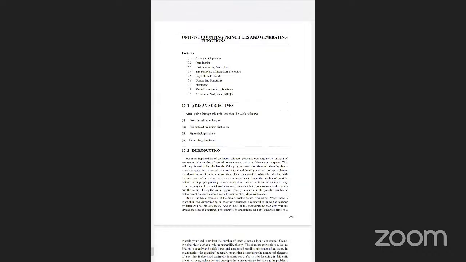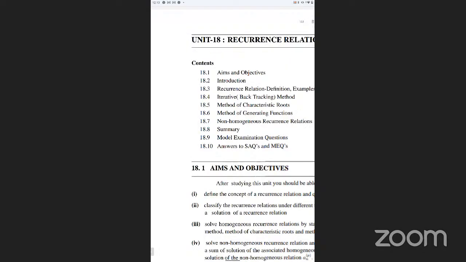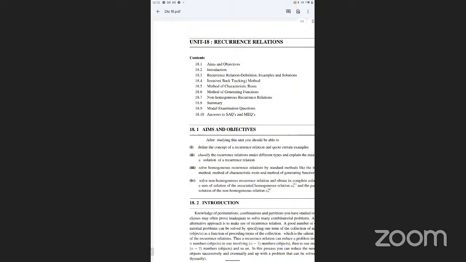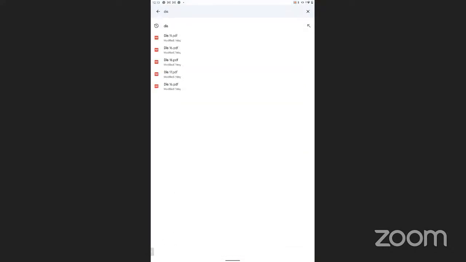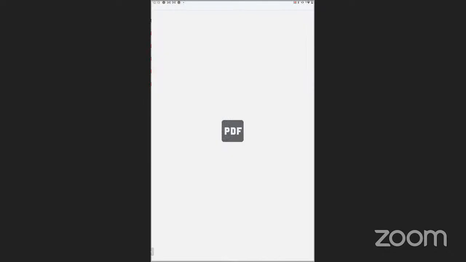Okay. Next, we will go further, one more: 18th, the last unit. Recurrence relations, sir. Yes, is it correct? Recurrence relations, is it there? Yes, sir, it's the 18th chapter. Okay, now we will start. That is the 18th. We can score easily in this one.